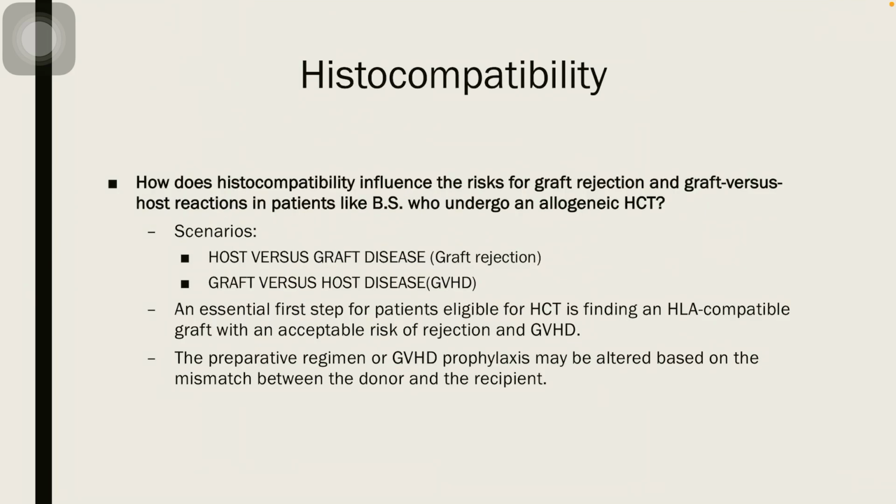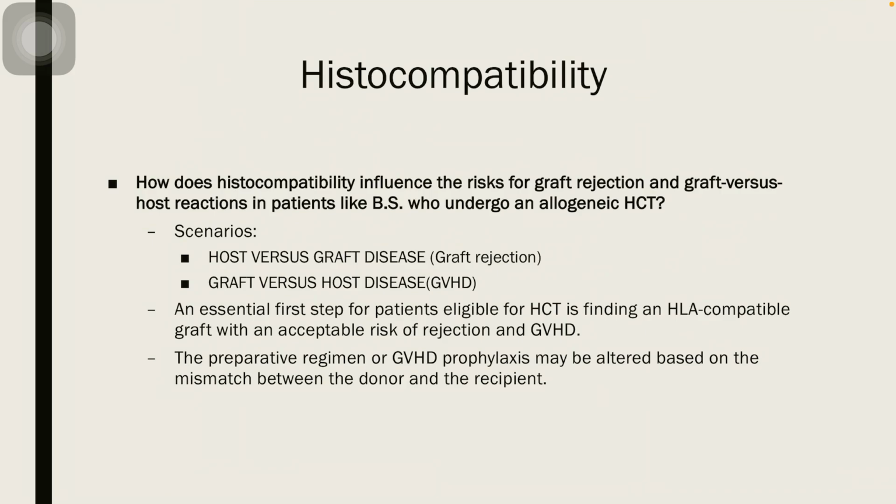Second, histocompatibility. The question is, how does histocompatibility influence the risk for graft rejection and graft versus host reaction in patients like BS who undergo an allogeneic HCT? Because the tissue transplanted in allogeneic HCT is immunologically active, there is a potential for bidirectional graft reaction. Two scenarios are there. First is that the cytotoxic T cells and NK cells of the host, meaning the recipient or the patient, recognize MHC antigens of the graft, meaning the donor, and elicit a rejection response. This is called host versus graft disease, and for allogeneic HCT it is called graft rejection. The result is ineffective hematopoiesis.